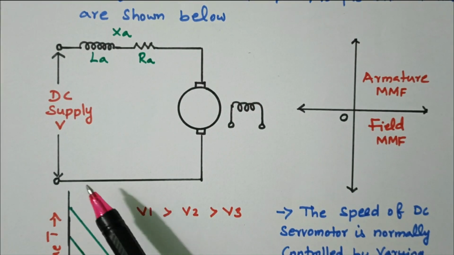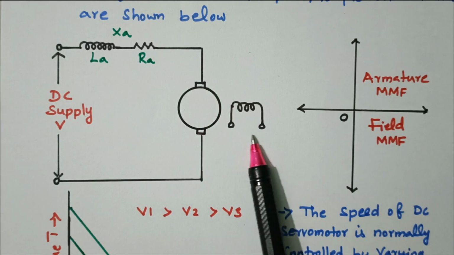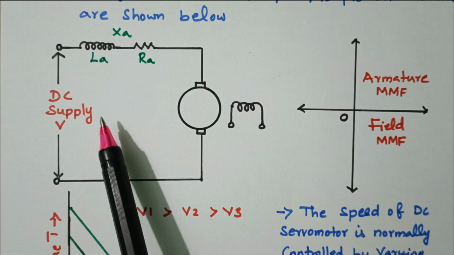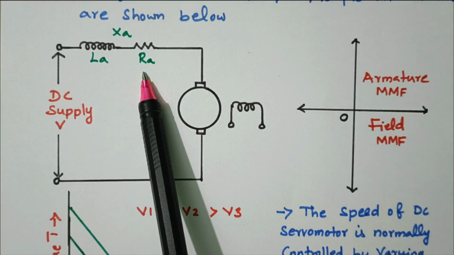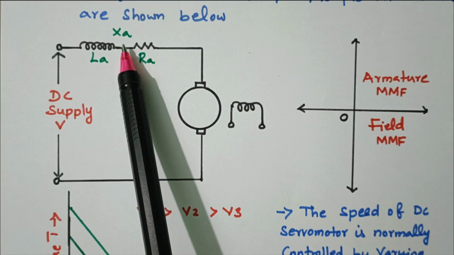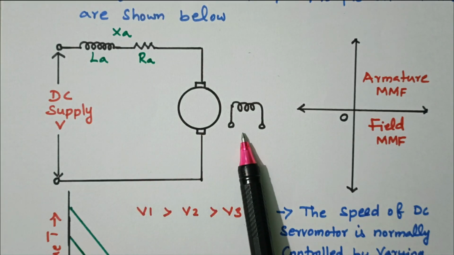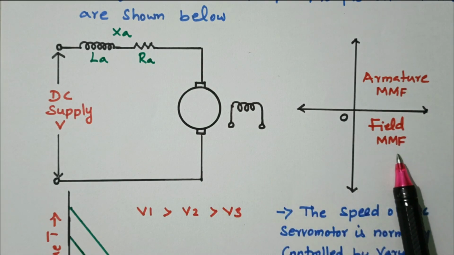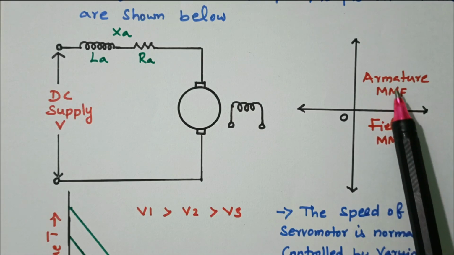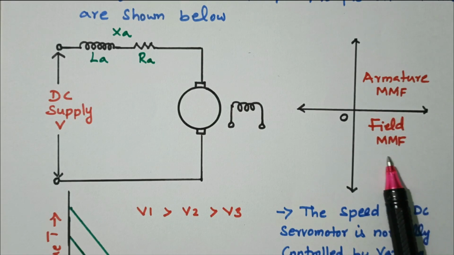So the diagram is given. So this is the armature, the rotating part. The field is separately available. Excitation is given separately. DC supply is given. So LA is the armature inductance, RA is the armature resistance, and XA is the armature impedance. LA plus RA will give XA. So it is excited separately. The important thing is that this armature MMF and field MMF are in quadrature. That is 90 degrees. The phase shift between the armature and field winding is 90 degrees.